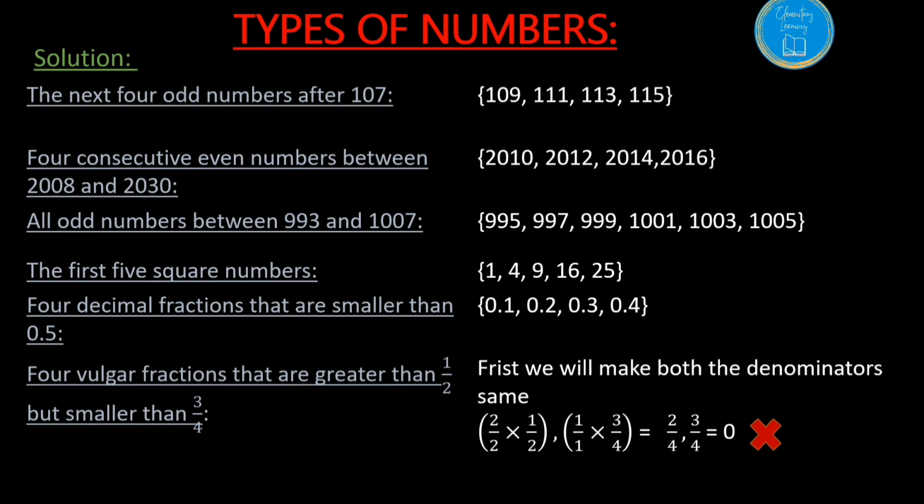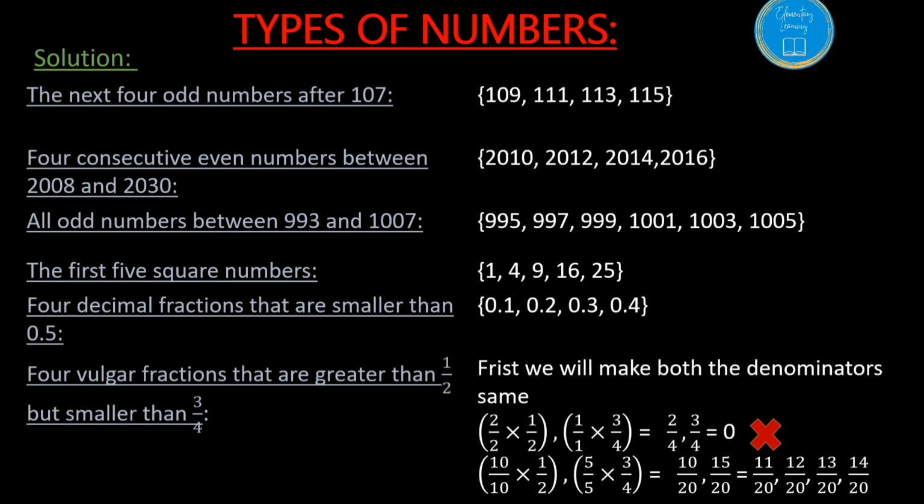But there is no vulgar fraction between 2 upon 4 and 3 upon 4 because the denominators are same, but for the numerators there is no number which comes between 2 and 3. So we will try to multiply and divide 1 upon 2 by 10 and 3 upon 4 by 5. By doing so, 1 upon 2 will become 10 upon 20 and 3 upon 4 will become 15 upon 20. Now there are 4 fractions, namely 11 upon 20, 12 upon 20, 13 upon 20 and 14 upon 20.